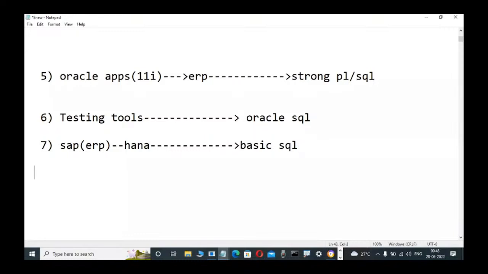Not only that one, some fellows nowadays are interested to learn what? Cloud. Nowadays cloud ERP is there. Oracle Cloud, some fellows are getting jobs. Anybody getting a job the easy way means they are learning Oracle Cloud ERP. Those persons also need minimum basic SQL knowledge. Those persons also are learning this course.